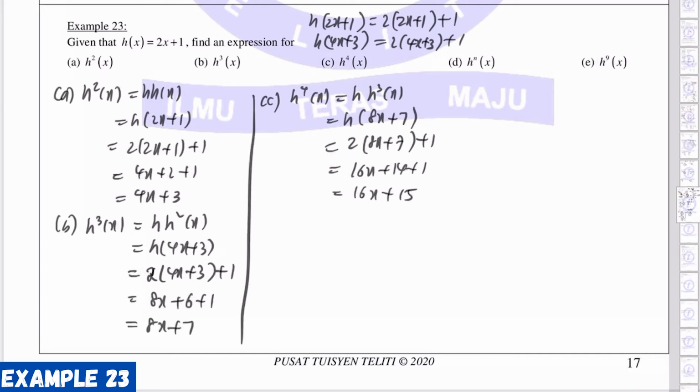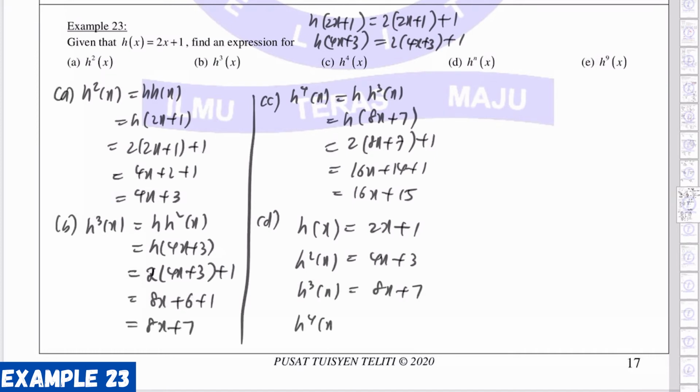Okay, now part D, you need to analyze and see a pattern here. Now, maybe I list down for you, in order for you to see or understand this better. This is 2x plus 1. H2 is 4x plus 3. H3 is 8x plus 7. H4, 16x plus 15. So what do you see?